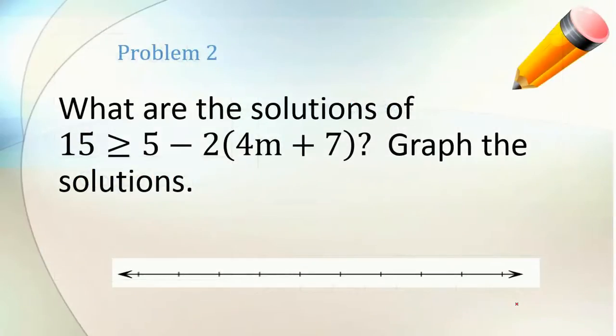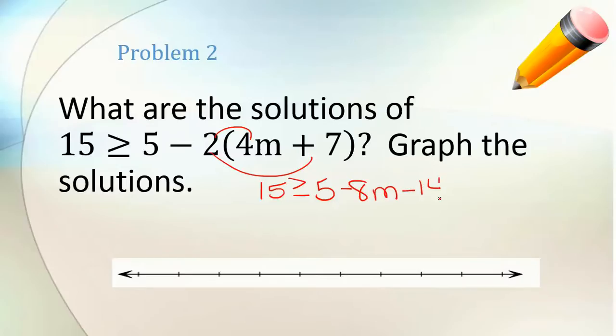Let's try another problem. I have 15 is greater than or equal to 5 minus 2 times the quantity 4m plus 7. So, very first thing I notice, let's distribute that to inside to it. So we're going to have 15 is greater than or equal to 5 minus 8m, because it's negative 2, right? Minus 14, because negative 2 times 7 is a negative 14. Looks like 5 and 14 need to be combined. So I have 15, 5 minus 14 is negative 9. Add 9 to both sides. So I'm going to get 24 is greater than or equal to negative 8m.